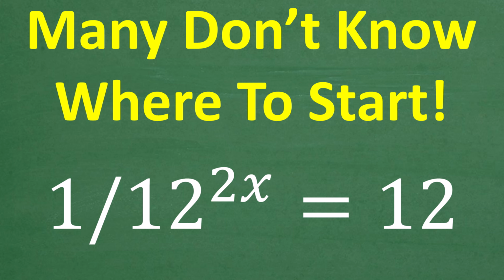If you actually know a little bit of algebra and basic math, you should be able to solve this problem. So here is the equation. We have 1 over 12 to the 2x power is equal to 12. So what do we need to do to solve this equation? Well, that's what we're going to talk about right now.